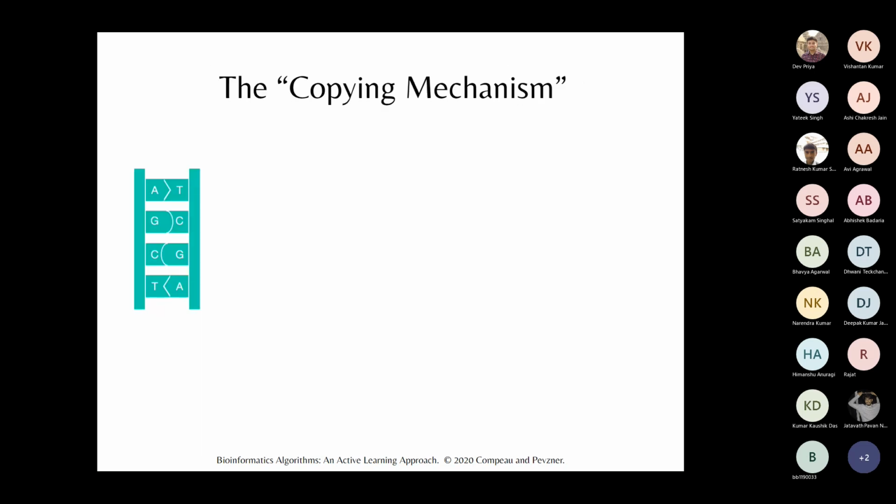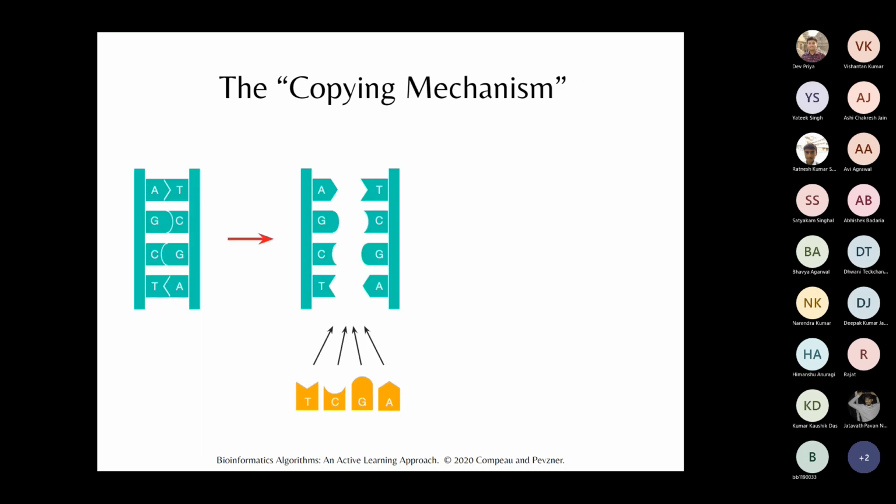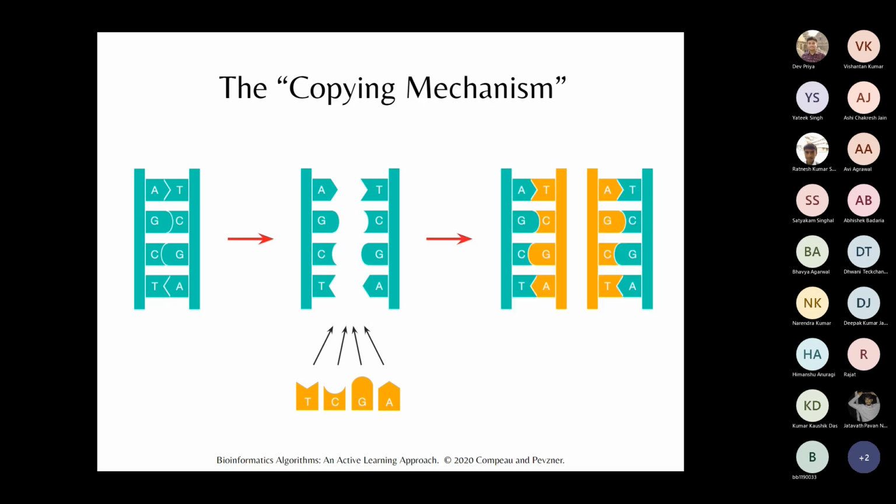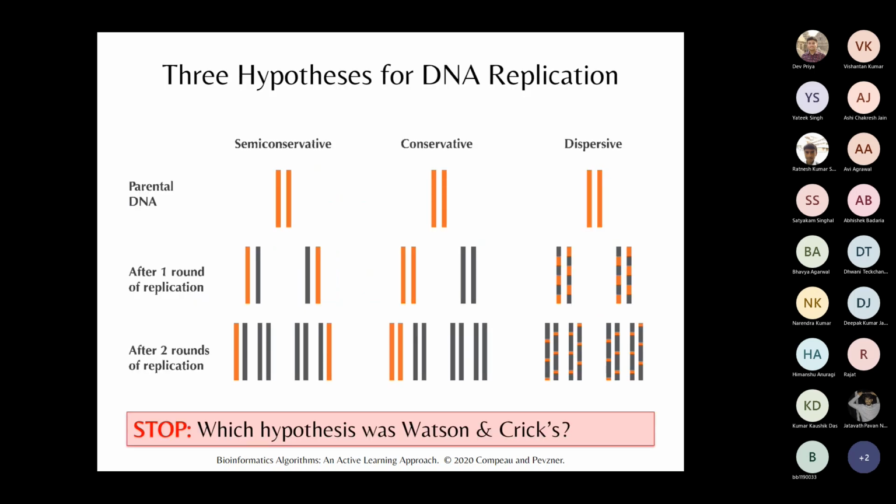So this is what the mechanism looks like. You have a double strand. This double strand can be unwound. And then on each of these strands, because an A is always going to pair with a T, you can essentially copy and you can have two double strands. So this is the basics of DNA replication.